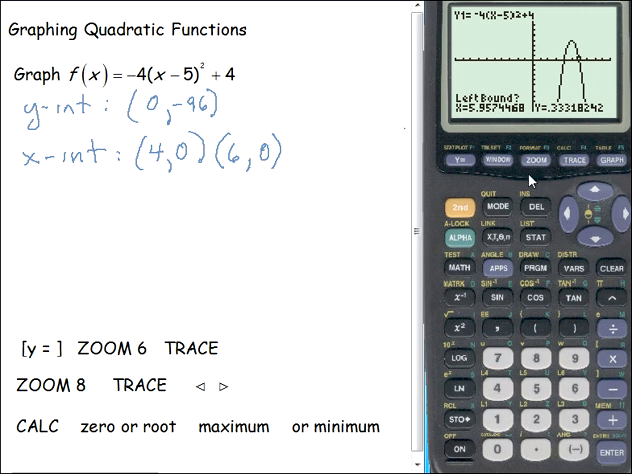Hit the arrow and just go down and hit enter. And it's going to ask us for a left boundary on that max. So we want to move the left arrow and get the point to the left of that max. Some functions have more than one maximum. So we'll hit enter because that's to the left of it. And then we'll move the cursor to the right of it and hit enter again. And then we'll let it guess, and it'll give us a value.